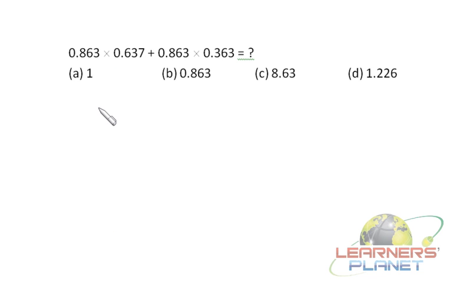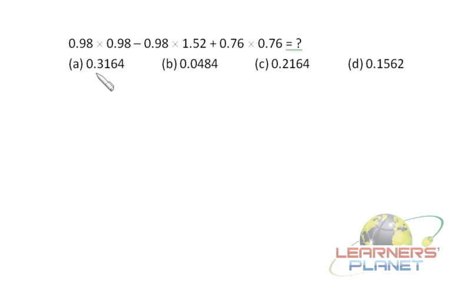Now let's see this problem. In this problem, we can take 0.863 as common. So what we'll be getting inside the bracket is 0.637 plus 0.363. So 0.637 plus 0.363 will be 1 only. And we have taken 0.863 out of bracket. So the entire calculation will remain same, 0.863 into 1. That is this answer only. Okay friends.